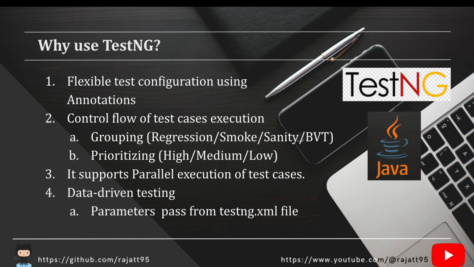Second, we can basically control the flow of the test case execution. For example, if your application has 10 functionalities and you have developed 100 test cases for the UI, all those 100 test cases you have marked as regression, under the regression category. But there are some test cases, for example 35 test cases you have marked as smoke, or 30 as sanity, or 25 as BVT. BVT means build verification test.